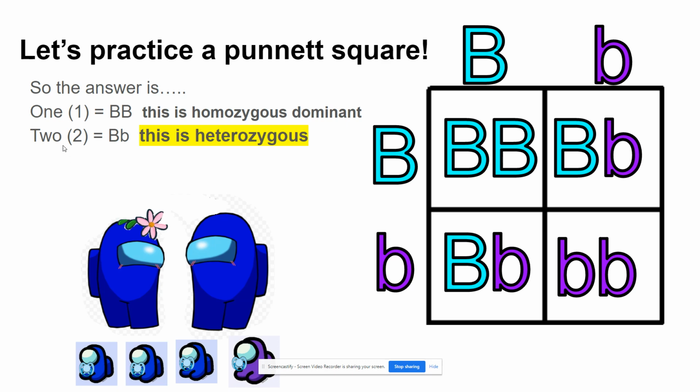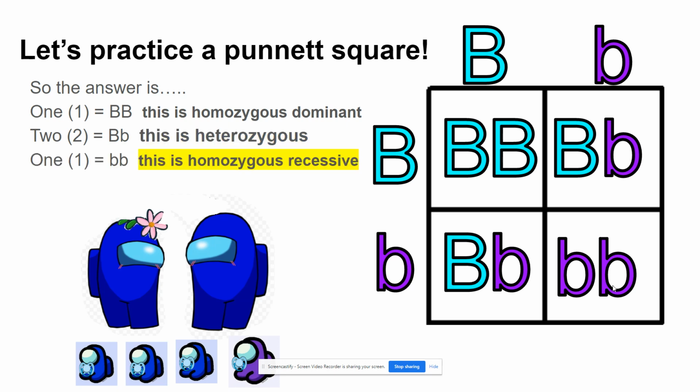The two big B, little Bs are again heterozygous, you guys. Remember, the prefix hetero means different. So you know the alleles are going to be different, one dominant, one recessive. So there are two heterozygous offspring, big B, little b.